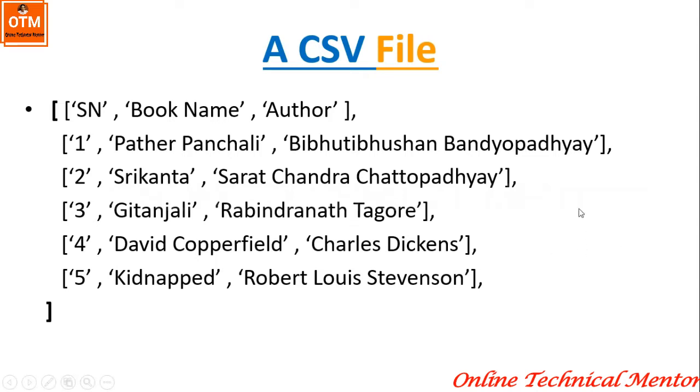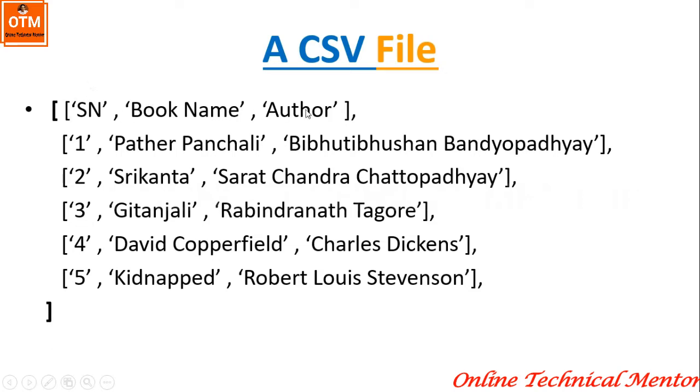All records in a CSV file must be enclosed within a list. Look, 1, Pather Panchali, Bibhuti Bhushan Bandyopadhyay. This is one record. Suppose the first one is the serial number of a book, this is the name of the book, and the last parameter is the name of the writer. So these are the individual elements of this list. To store a record, we have to use a separate list for each record, and all these records must be enclosed within a main list. Look at the main list, or you can say it is an outer list.